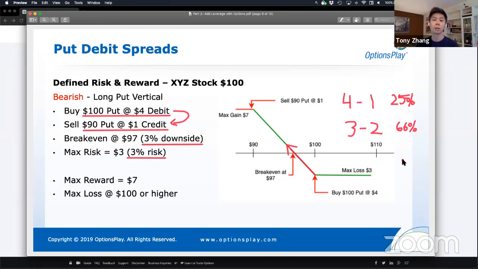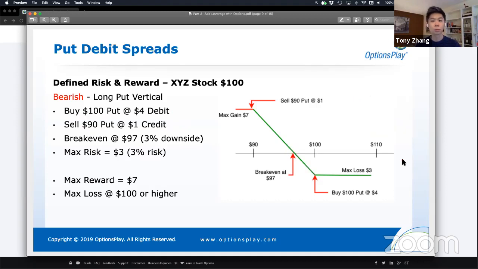So what I really need is a 5, 6, 7% move in order for this to be really worth my while. And not every day do you find stocks that you think are going to move 6, 7, 8% in the next month. But those are the opportunities that you want to see when you're using this type of strategy.